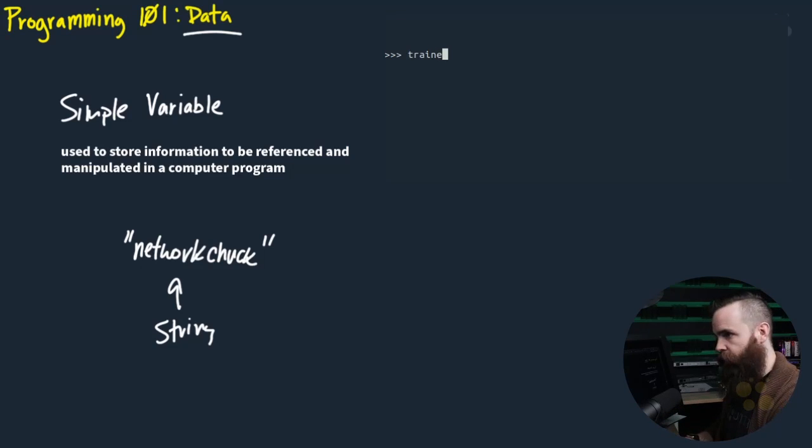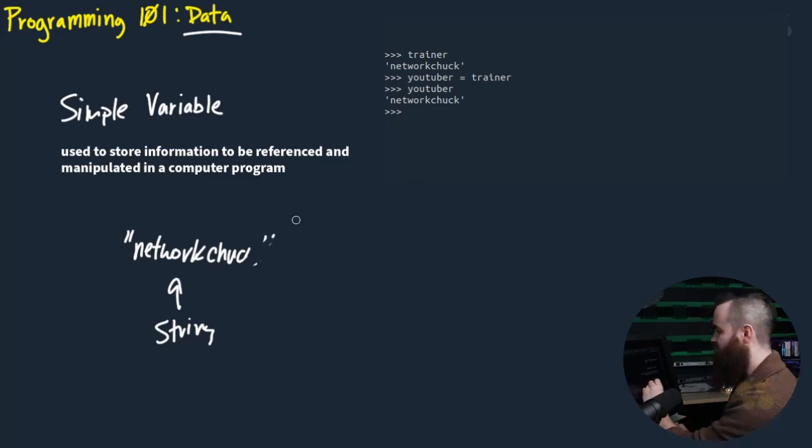Now I still have trainer equal to network Chuck. What's cool is I can make a variable equal another variable. So for example, I could say YouTuber equals the variable trainer. Notice no quotes. This is a variable. So now when I call YouTuber, if I spell it right, network Chuck. So it's kind of nested in there. So that's a simple variable.